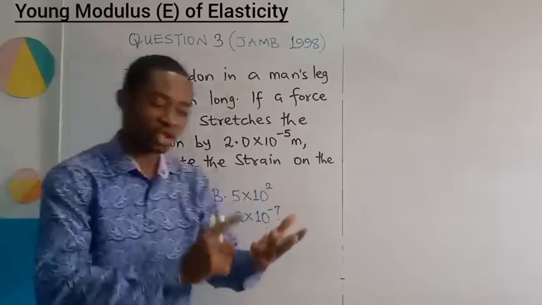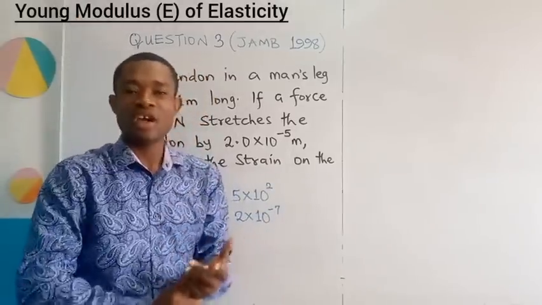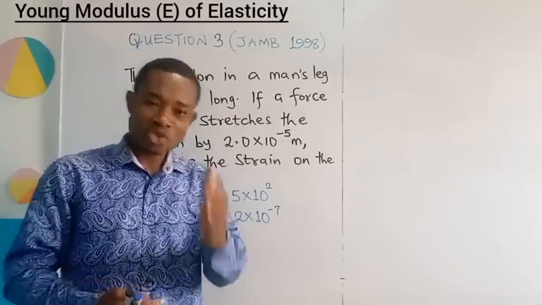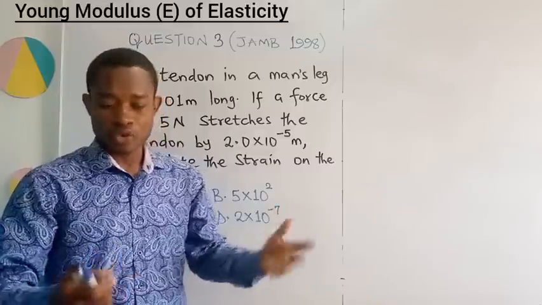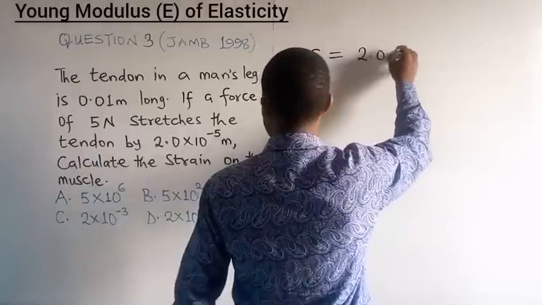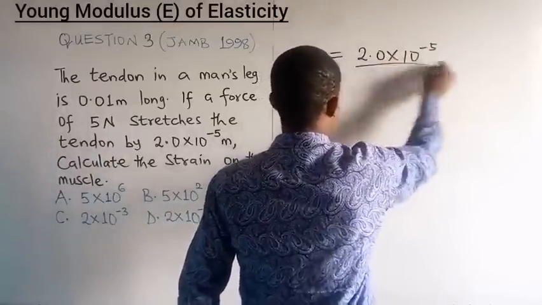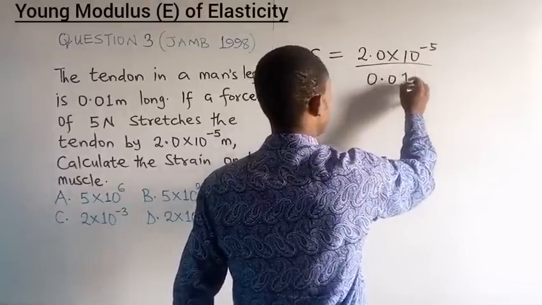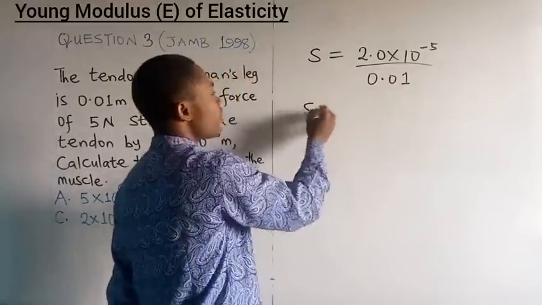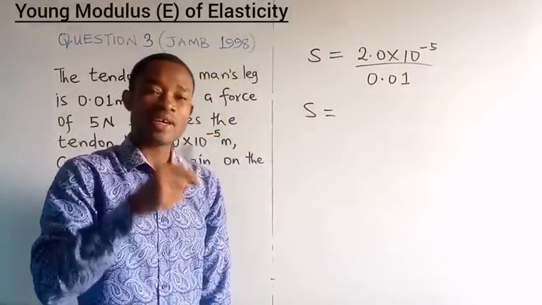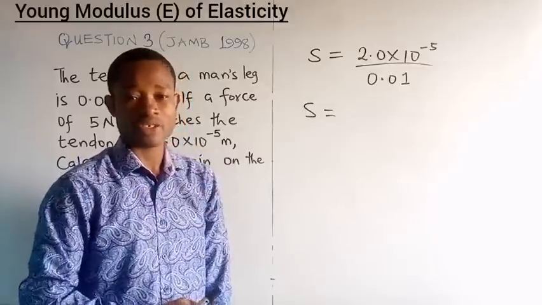Once we know the extension and the original length of that material, we are good to go. Strain is equal to extension over what? Original length. Solving this, we have that strain is 2.0 times 10 to the power of minus 5, divided by the original length, which is 0.01 meter, given. Simplifying this, convert to whole numbers using the highest decimal digits part.